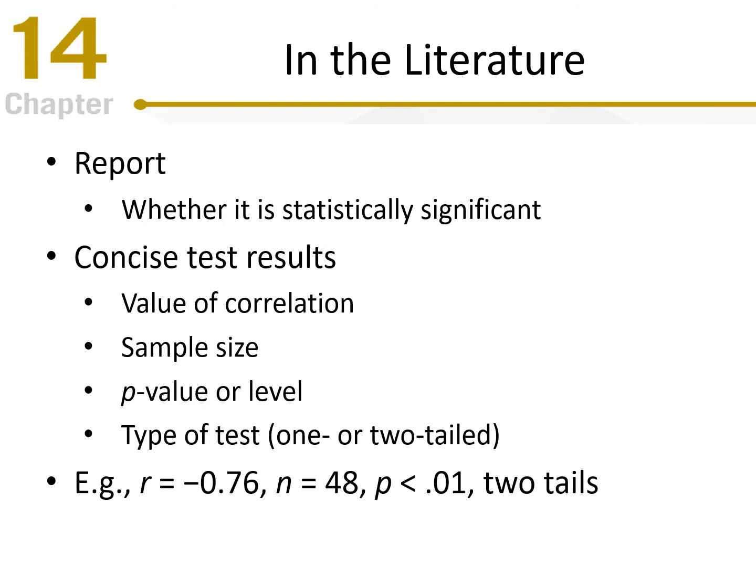And here's an example of how it's written up. R is negative 0.76, N is 48, P is less than 0.01, and obviously two-tailed. You can also put the degrees of freedom here if you wanted. So you could put r(46) equals negative 0.76. And if you put the degrees of freedom in parentheses after r, that's perfectly fine too. I kind of prefer to do it that way, but you could do it both ways. This is fine as well.